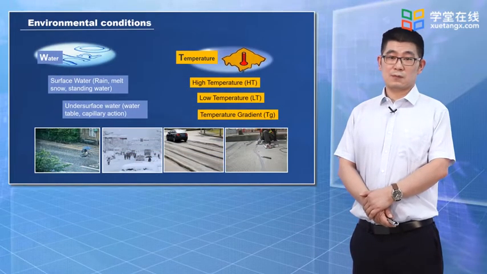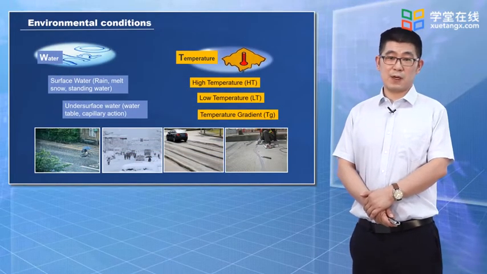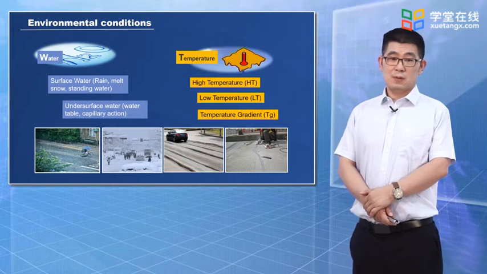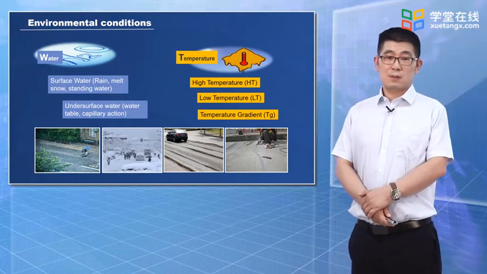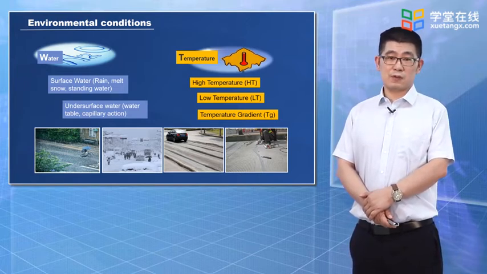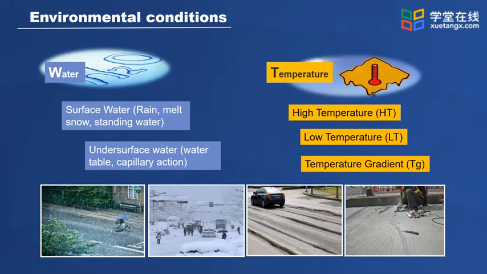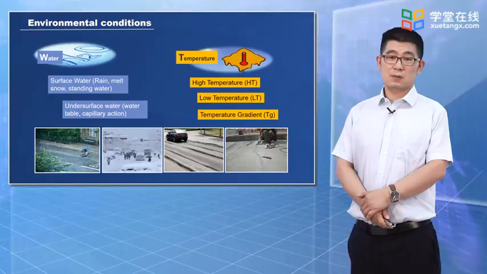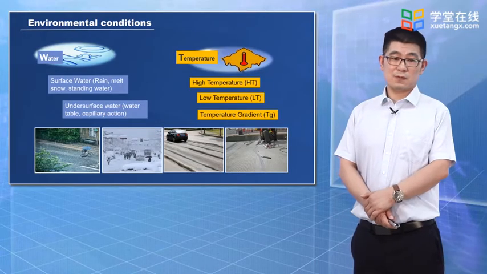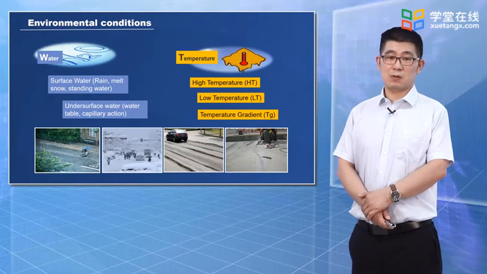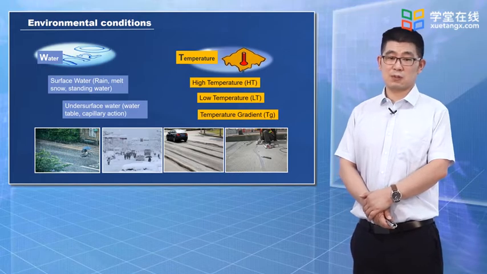Temperature and water are the 2 basic environment variables. Water may include surface water from rainfall, mild snowing, standing water, and undersurface water from water table or capillary action. Temperature may be high temperature, low temperature, and temperature gradient.